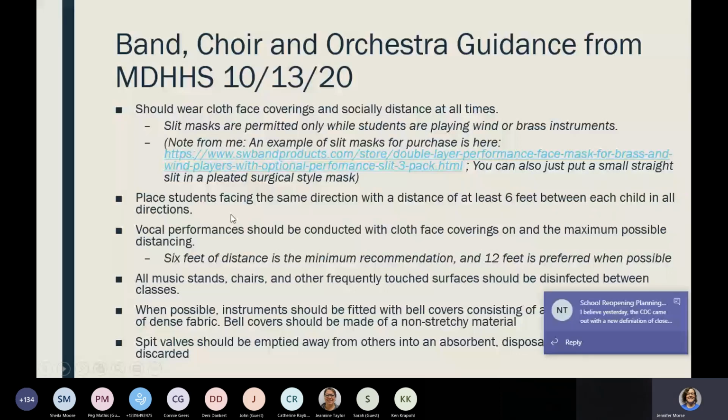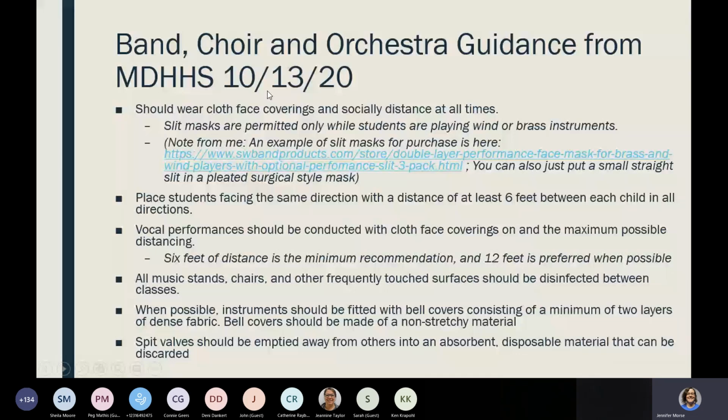The band requirement says that you should wear face coverings and social distance at all times. However, you can wear a slit mask while the students are playing a wind or brass instrument. This is all copy and pasted right from that guidance. We did forward it to you last week, so if you need it, still let me know. I could not find it at all on their website, so if you need a copy of it, let me know.